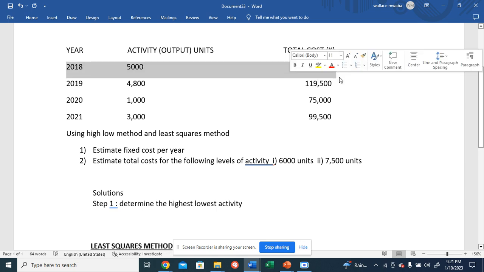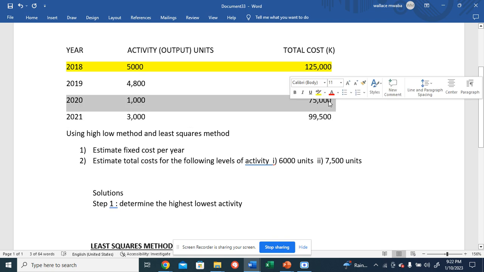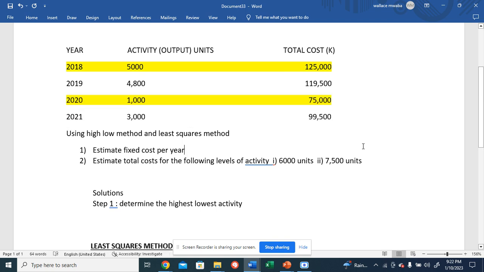In 2018, we produced 5,000 units. This is the highest activity, and this is the highest cost. Then in 2020, we have the lowest activity. We produced the lowest number of units, so we have the lowest total cost in that year. The reason we get the highest and lowest activities is that we first want to determine the variable costs, which is step two.